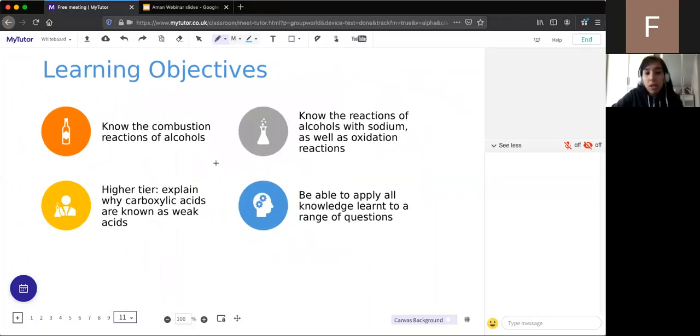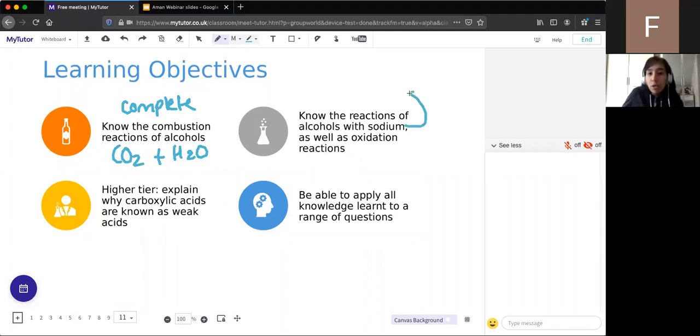we looked at the combustion reactions of alcohols. So remember, they are always complete, which means that we produce CO2 and water. We need to know the reactions of alcohols with sodium. So what were the products when we reacted with sodium?